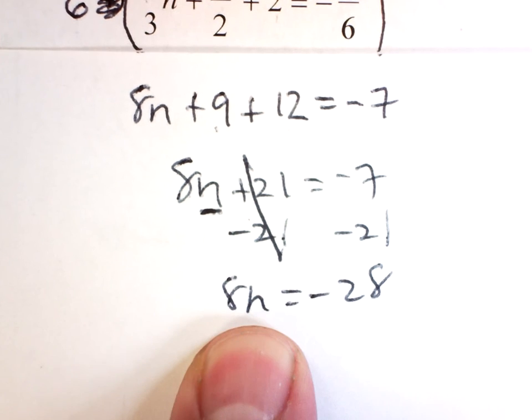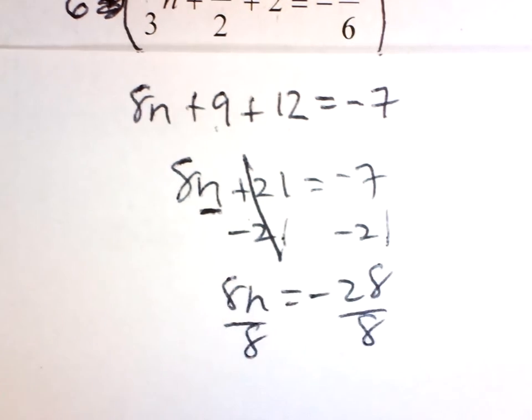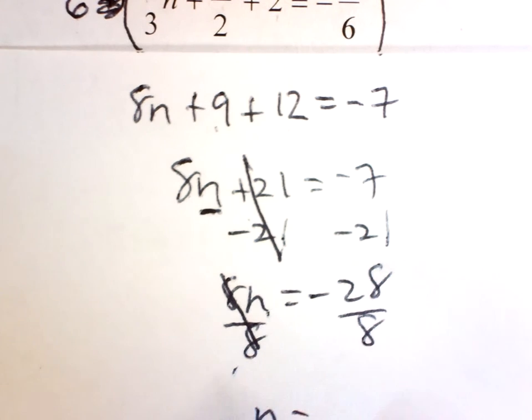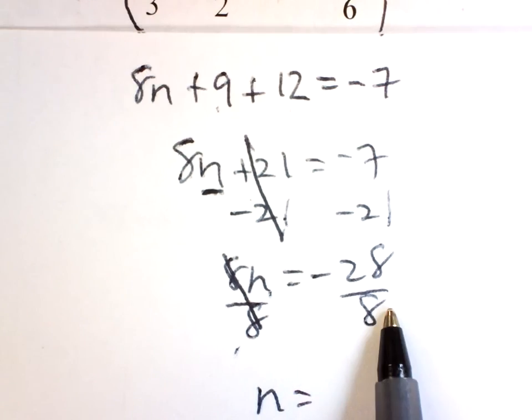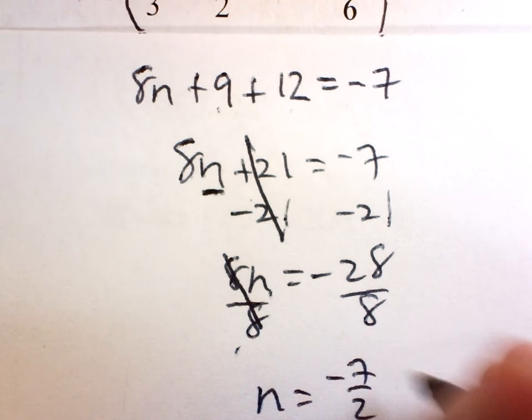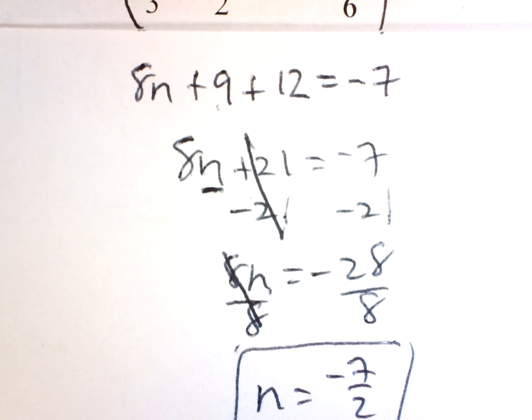This 8 is touching the n. Again, touching means multiplication. So to undo multiplication, I just divide. 8 over 8 divides into 1. 1 times n is just n. So over here I just have n. Over here I have negative 28 divided by 8. I put that into my calculator. It gives me a decimal. I hit math, enter, enter. It makes it a fraction for me. And I get negative 7 over 2. And I am done. N equals negative 7 over 2.